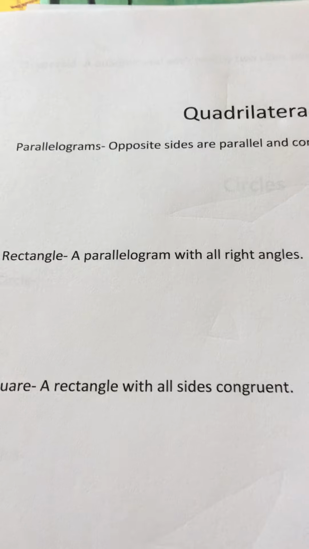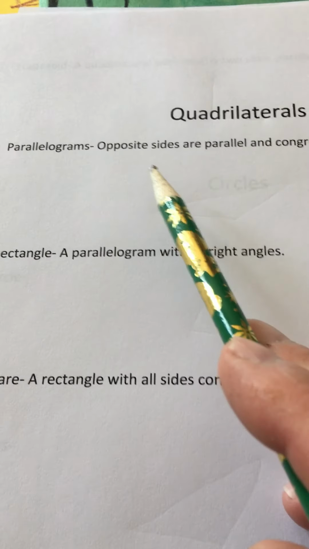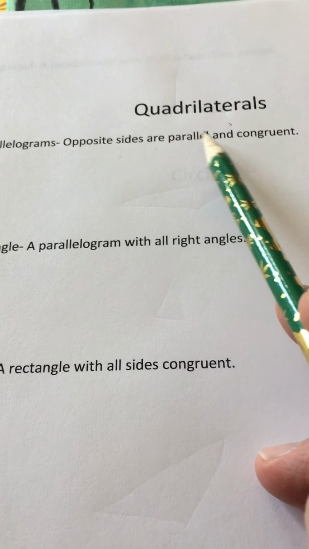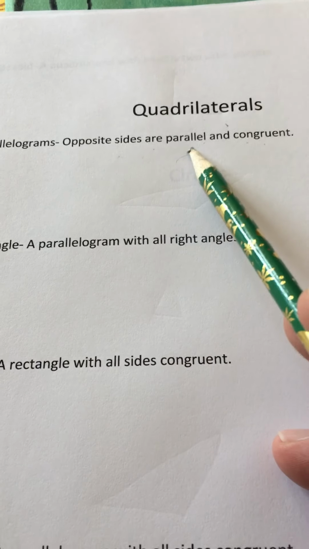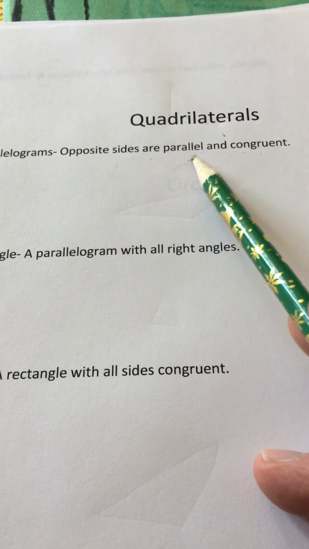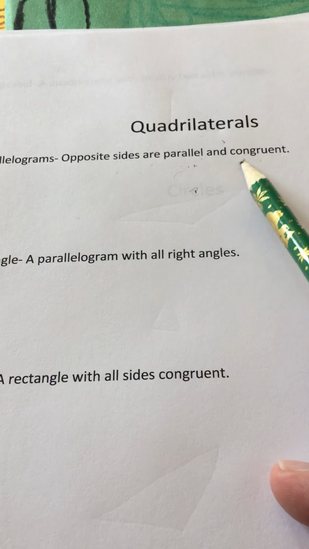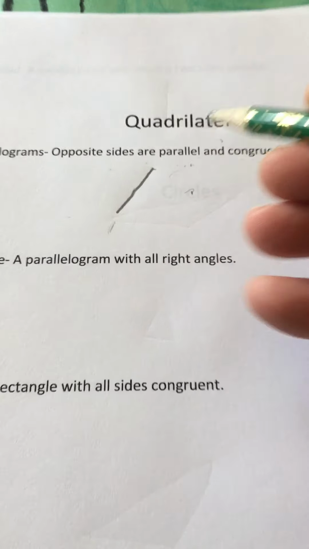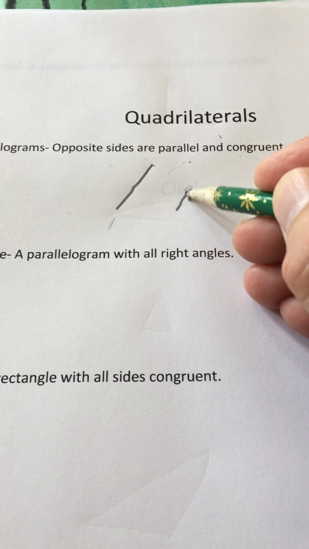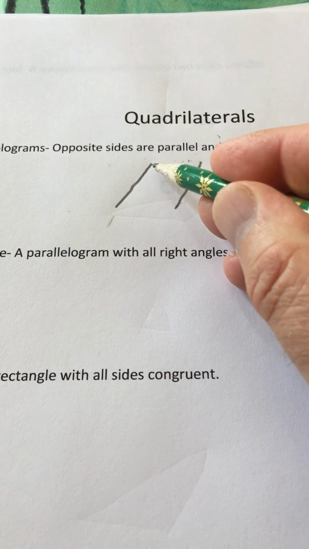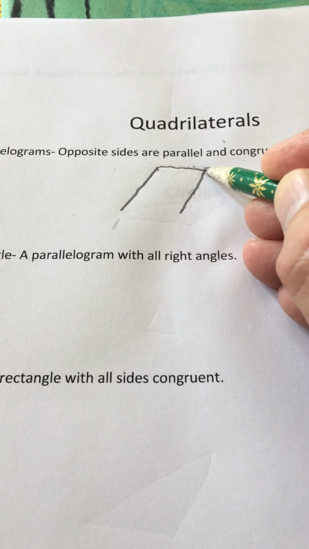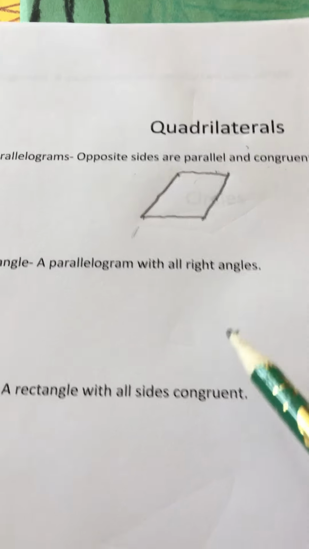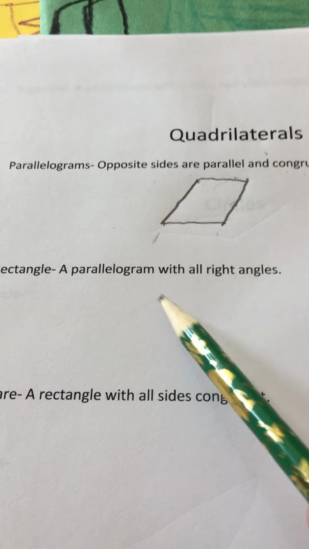We're going to start with parallelograms. A parallelogram is a quadrilateral whose opposite sides are parallel and congruent. So parallel means they don't intersect. That's the opposite sides. Congruent means same sides. Now, I'm going to draw the typical parallelogram. All right? That's a parallelogram.